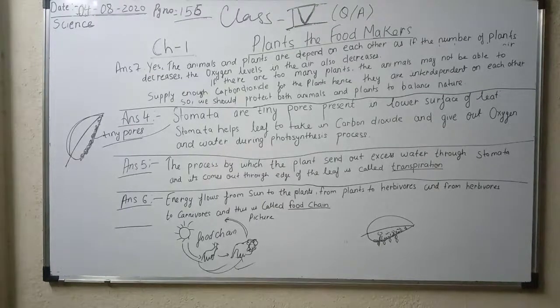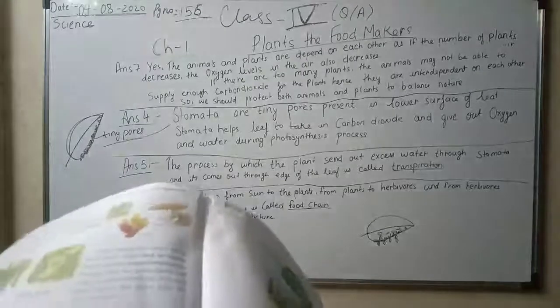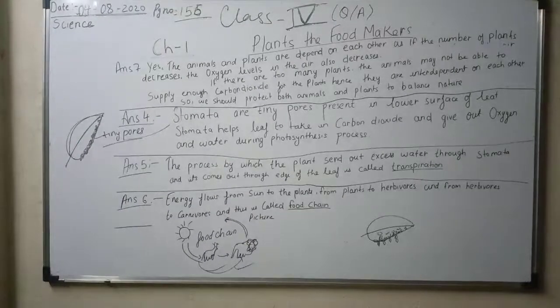Now come to question number 6, that is, how does energy flow from the sun to the animals, and what is this called? Both answers you will get on page number 152. In the last paragraph, the last four lines, you can see it's written clearly how the energy actually flows. I have nothing added in it. I just copied it from your notebook.